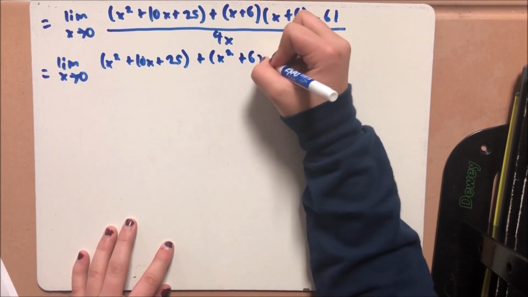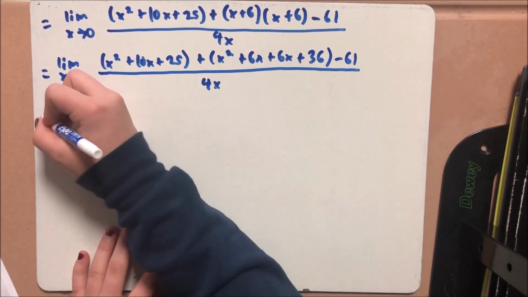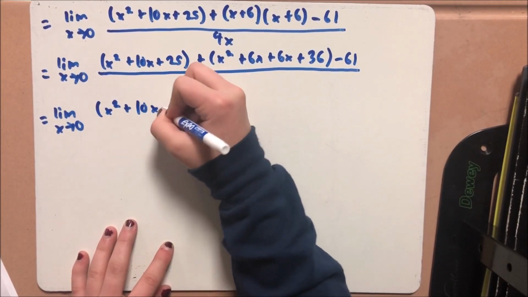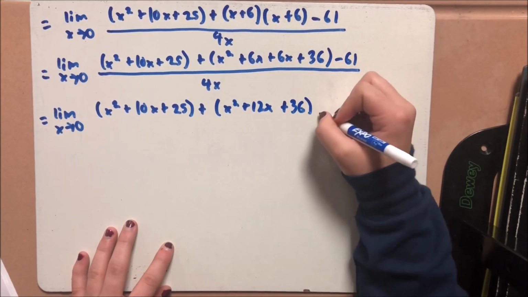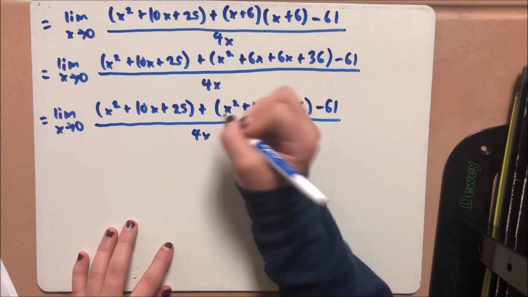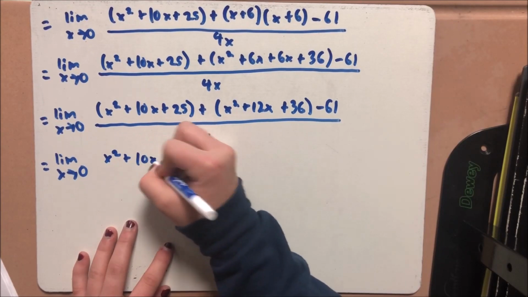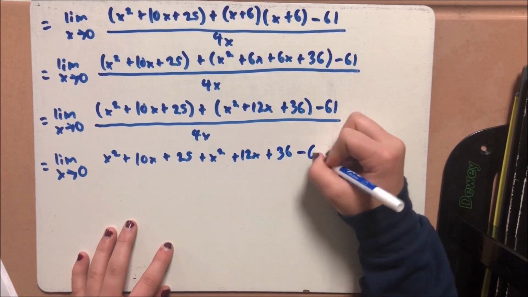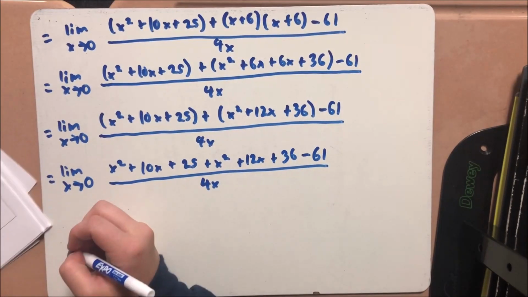After performing FOIL, we get x squared plus 10x plus 25 plus x squared plus 6x plus 6x plus 36 minus 61 all over 4x. Lastly, we can simplify the polynomial by collecting like terms. This gets us x squared plus 10x plus 25 plus x squared plus 12x plus 36 minus 61 all over 4x. After both polynomials have been fully expanded, we can then write out their terms completely in the numerator. Then we can simplify them further by collecting like terms.